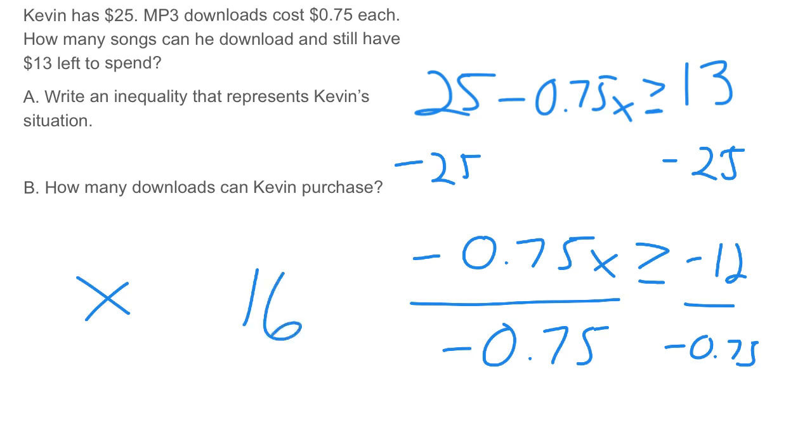And then what in between? In between, it would be less than or equal to 16. So this means that Kevin can purchase up to 16 songs or less than that. So 16 songs is his limit, and then he can go below that.